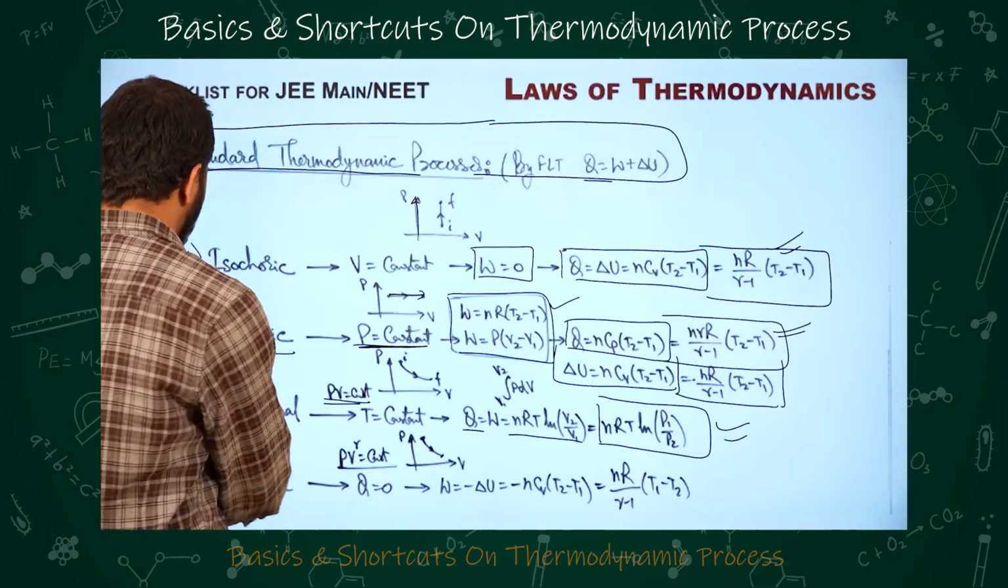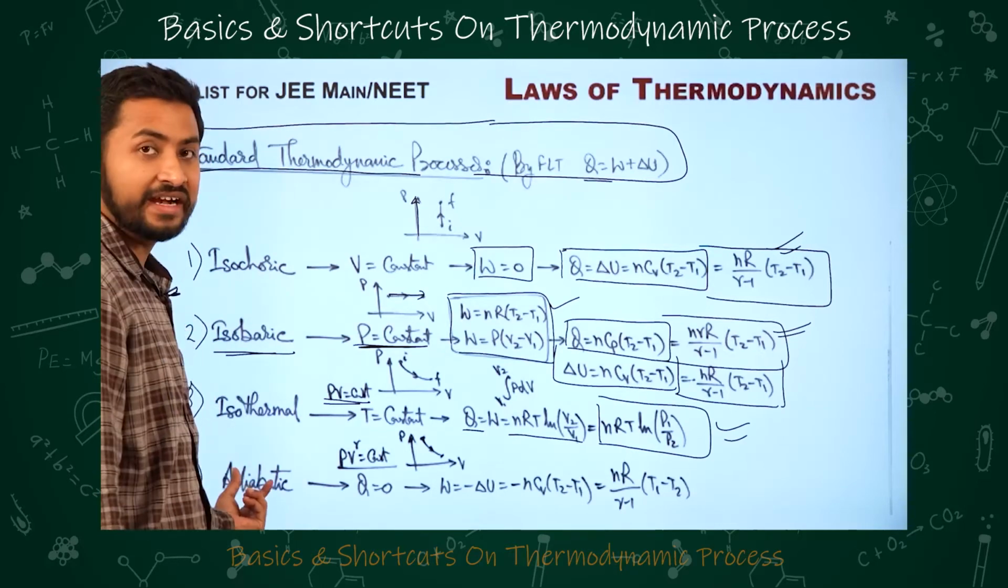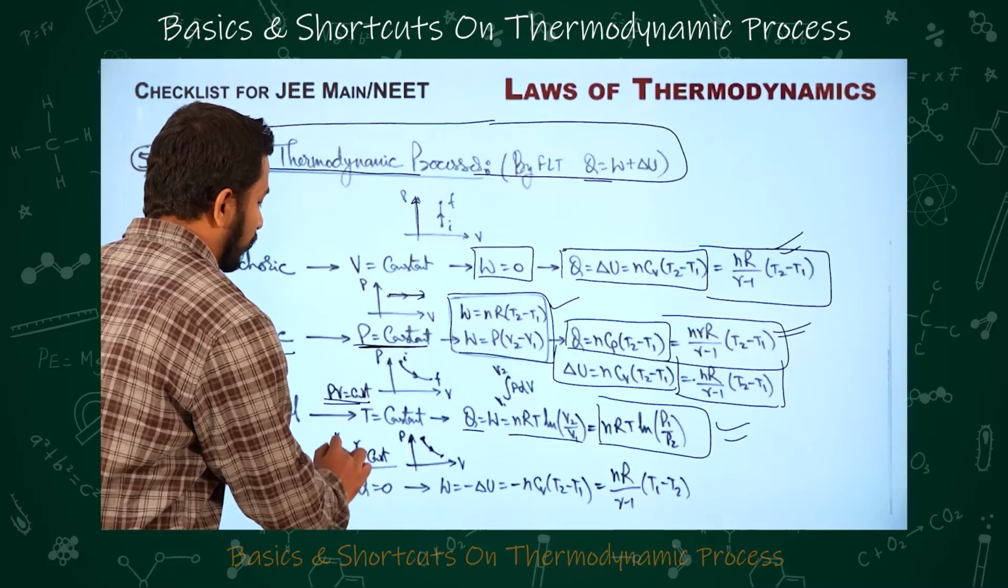Next section, student, the fourth one for the standard thermodynamic processes, we are taking as the adiabatic process. PV to the power gamma is equal to constant.